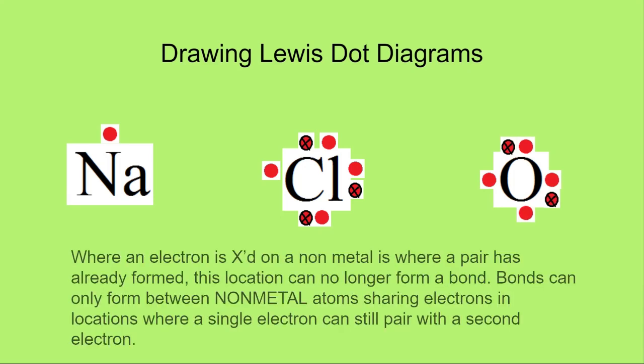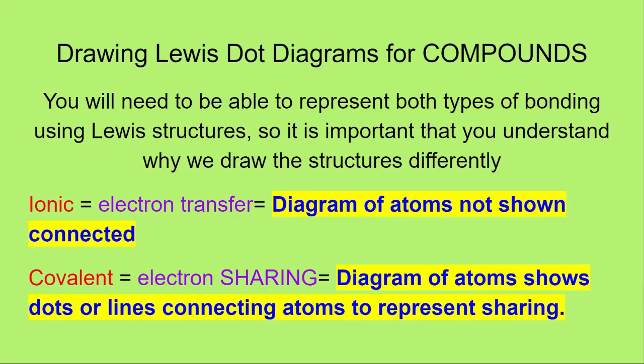Okay, so I put an X where a pair has already formed. That's just to remind you that you can't share electrons there. All right, so just don't forget you have two different kinds of bonding, and so you have two different kinds of Lewis structures. The Lewis structures are different for ionic compounds than they are for covalent compounds, and that is because you're showing a different thing happening.